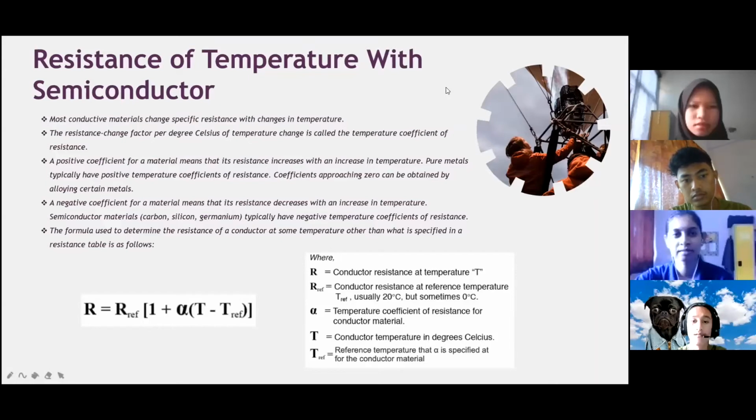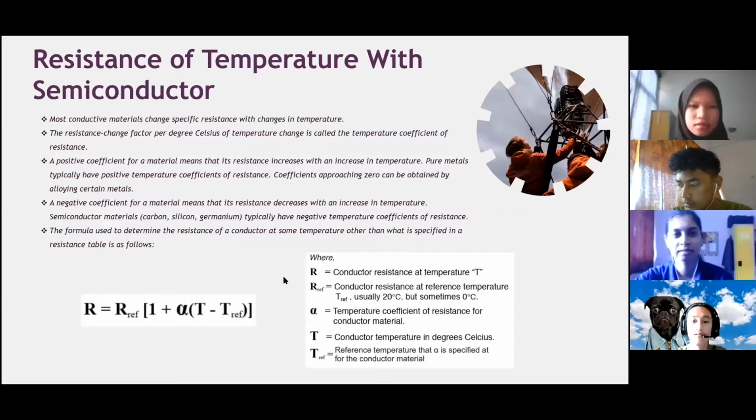Coefficient approaching zero can be obtained by alloying certain metals, but a negative coefficient for a material means that its resistance decreases with an increase in temperature. Semiconductor materials such as carbon, silicon, and germanium typically have a negative temperature coefficient of resistance. The formula used to determine the resistance of a conductor at some temperature other than what is specified in the resistance table is as follows. As we can see here, we can use this formula.